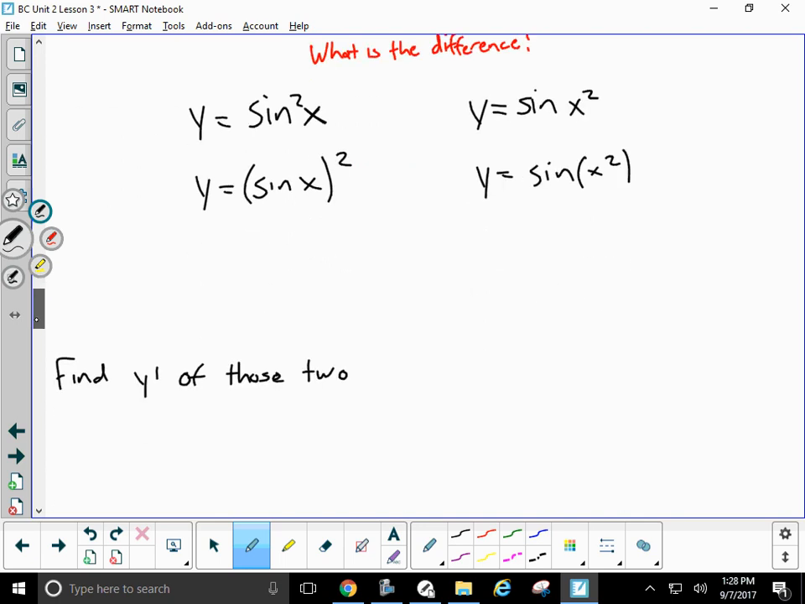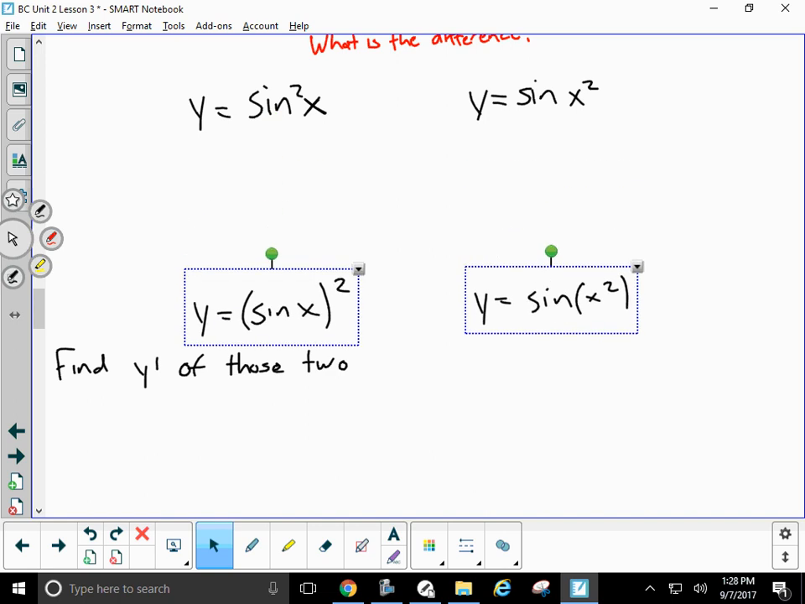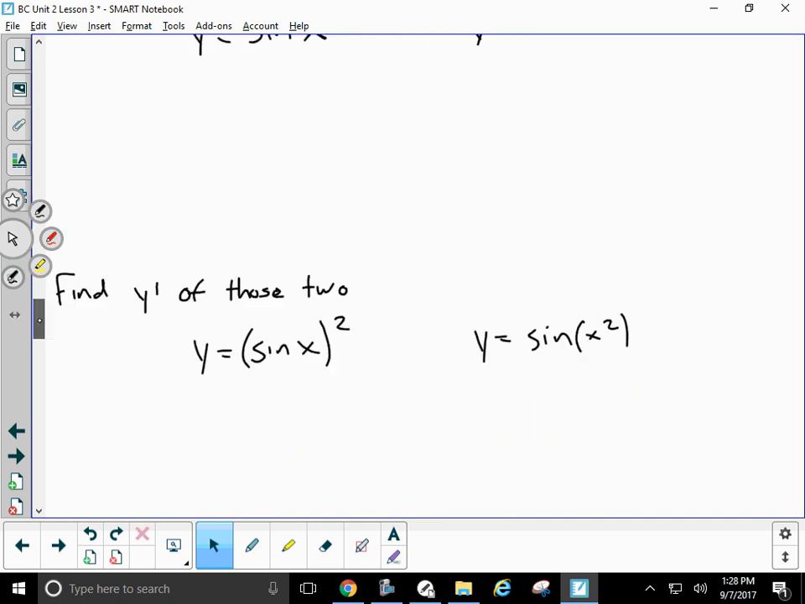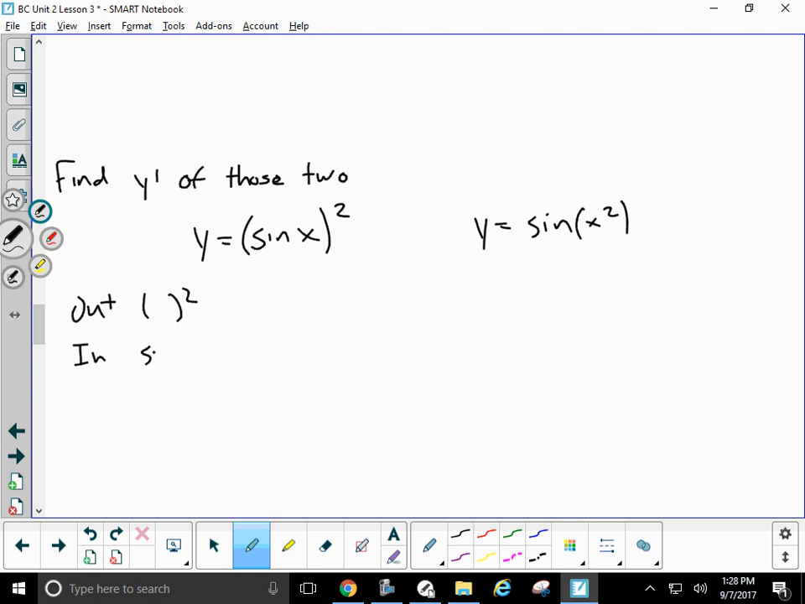This is important because if we are going to take the derivative of these, we have two different outsides and insides. For sine squared x, the outside would be the squared, the inside would be the sine of x. But for sine of x squared, the outside is now a trig function, which we are not used to yet, but now we see it. And the inside is the x squared.